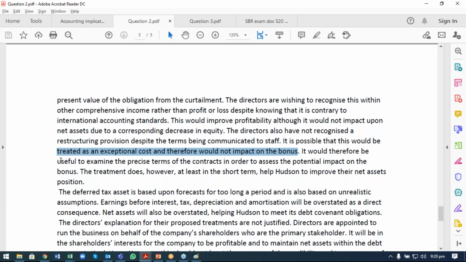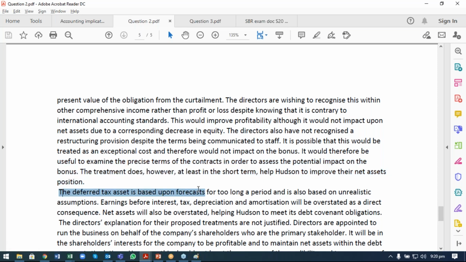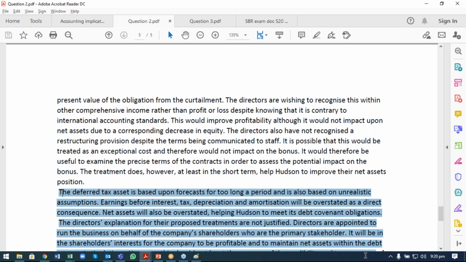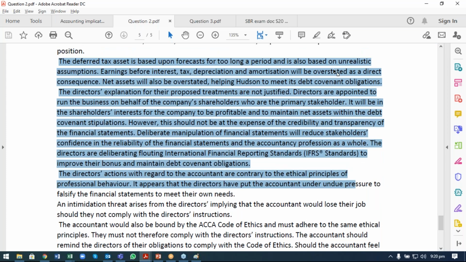It would therefore be useful to examine the precise terms of the contract in order to assess the potential impact on the bonuses. The treatment does, however, at least in the short term, help Hudson to improve the net assets position. The deferred tax asset is based upon a forecast for too long a period, and is also based on unrealistic assumptions. Earnings before interest, tax, depreciation, and amortization will be overstated as a direct consequence. Net assets will also be overstated, helping Hudson to meet its debt covenants, right, on obligations.